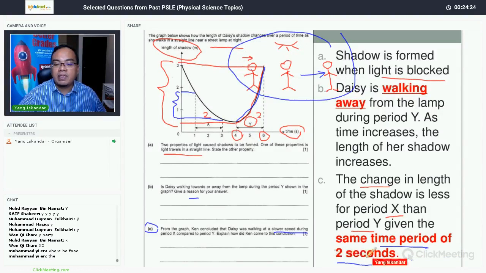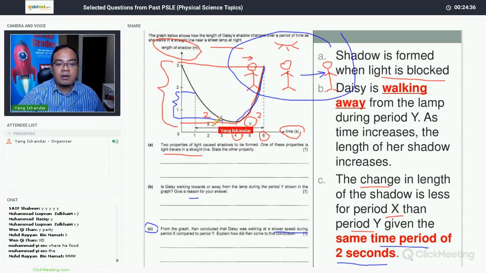The red color here is important because you must compare when the time taken is the same. So in period Y, 2 seconds, period X, 2 seconds. In 2 seconds, in period X, she's walking slower. Why? Because the change in the length of the shadow is less in period X compared to period Y.